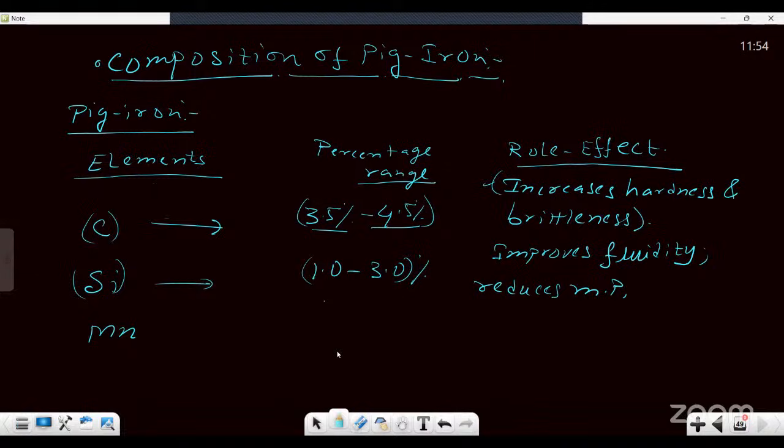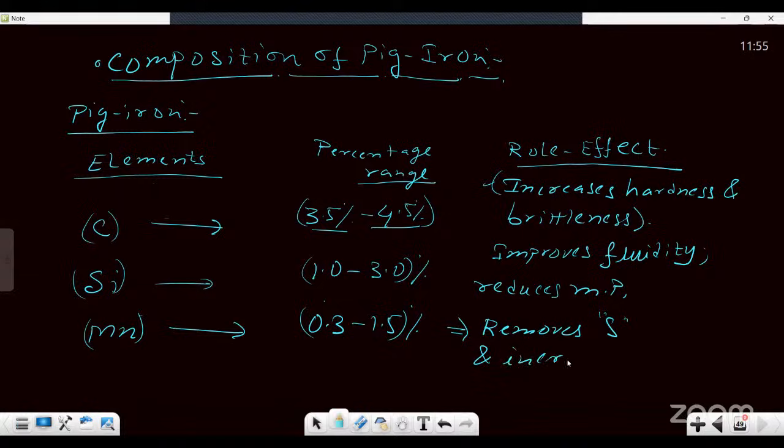Okay. Now manganese. If I'm talking about manganese, then manganese is basically 0.3 to 1.5%, right? Now, why is manganese very important? Some form of manganese is good. Why? Because it removes sulfur. Manganese helps in removing sulfur, and it also increases hardness.